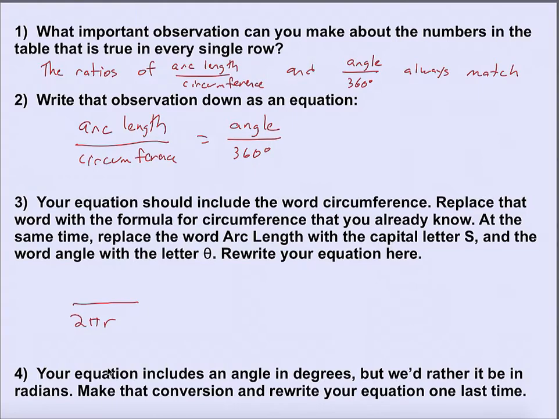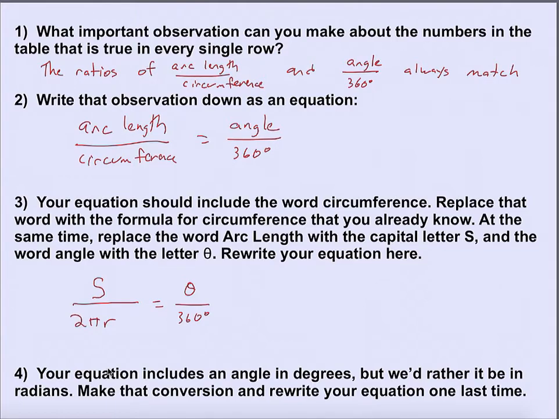And arc length, I can give it a name too. I honestly could not tell you why, but the name we give arc length is S, capital S. I really don't know why. Equals the angle measure. Well, we have a variable we usually use for angle. We usually use the letter theta. And 360 degrees, well, that's already nice and simple. So S over 2 pi r equals theta over 360 degrees.